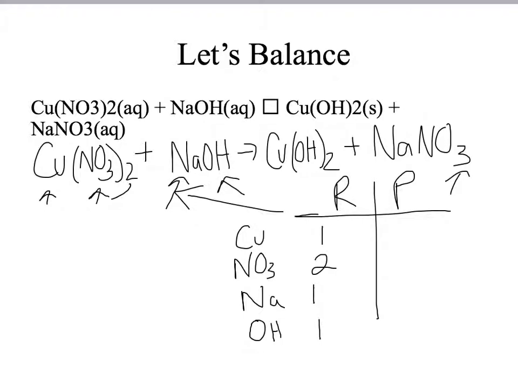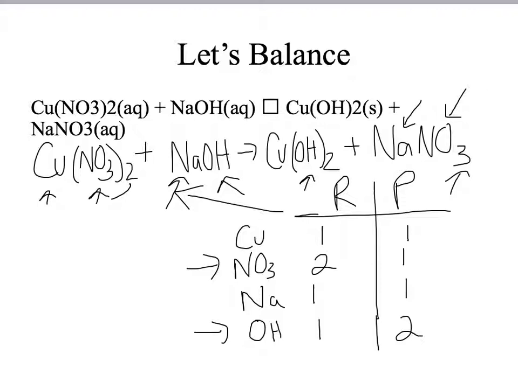Now we go to the other side. Copper, I just have 1. That 2 goes for the OH. So right here, that 2, that's 2 for the OH. And over here, there's 1 Na. And over here, there's 1 NO3 group. That group, just one of them. So I'm seeing that I have an OH and an NO3 issue. Those are the things that aren't balanced.